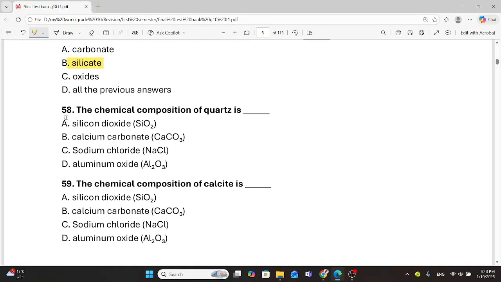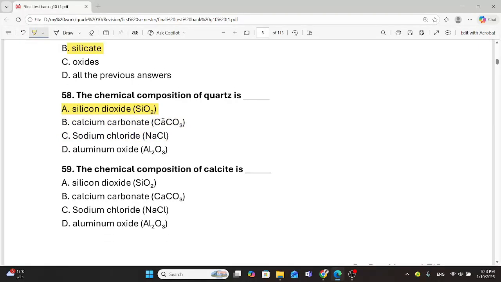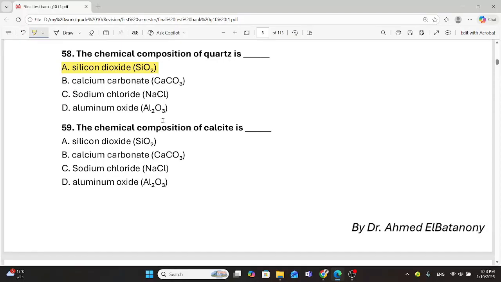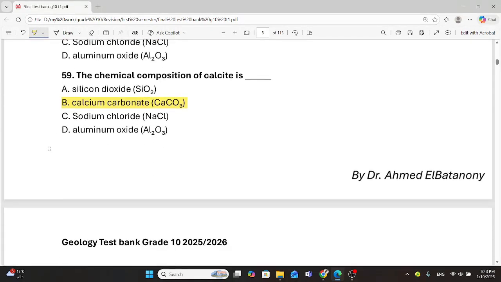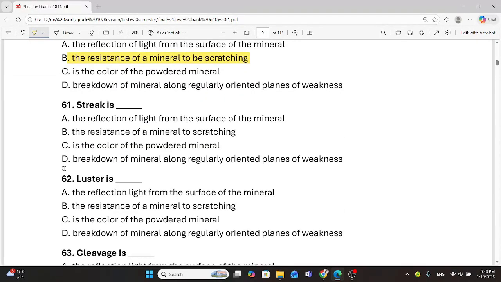Chemical composition of quartz. الكوارتز composition بتاعته ايه؟ سيليكون وتاي اوكسايد. طيب chemical composition of calcite هتبقى كالسيوم كربونات. الهاردنس دي ايه؟ اللي هي resistance of mineral to be scratched. Streak is the color of powdered mineral تبقى C.